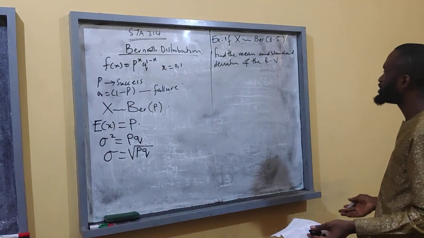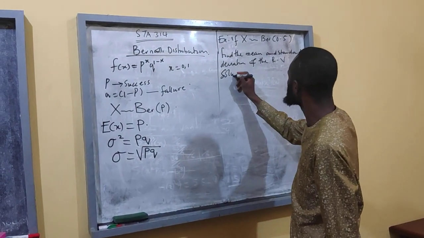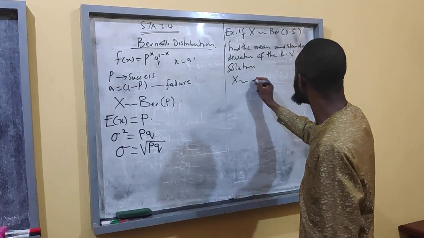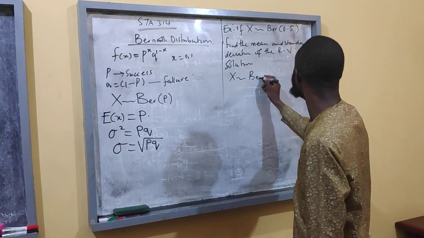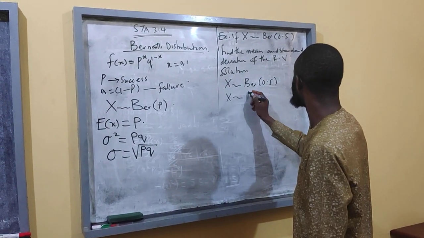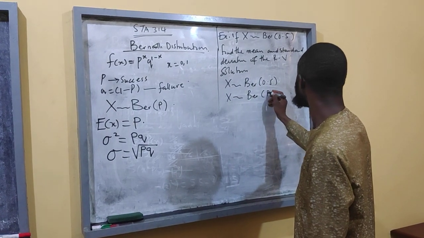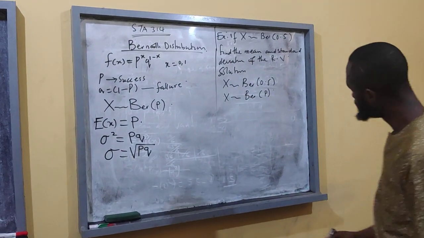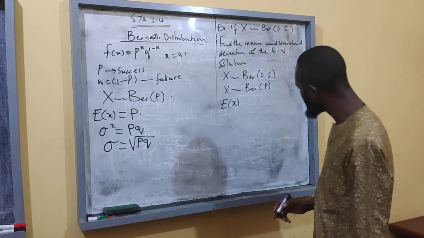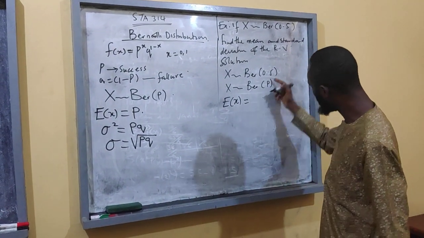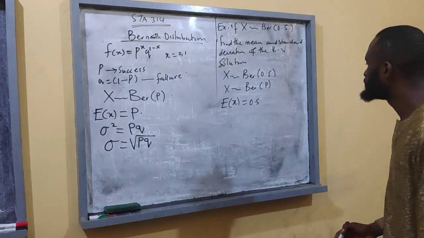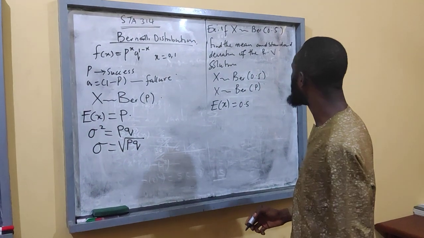What you just need to do is, solution: compare the data given to you with the standard form of Bernoulli. This is 0.5. The standard form is Bernoulli P, so this is P. Now, we want to find the expectation, and we know that your expectation is equal to P. And if you compare, you see that your P is 0.5. Thank you.